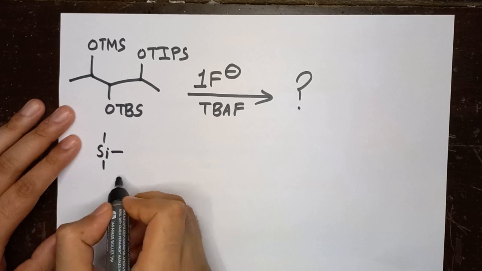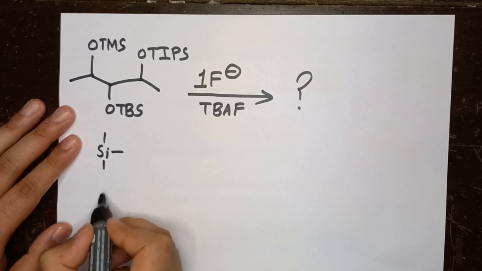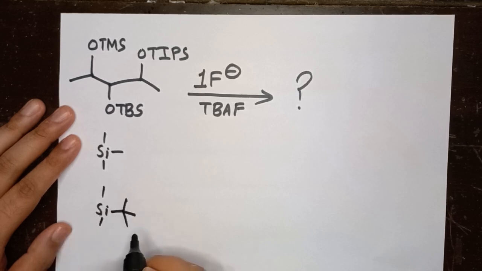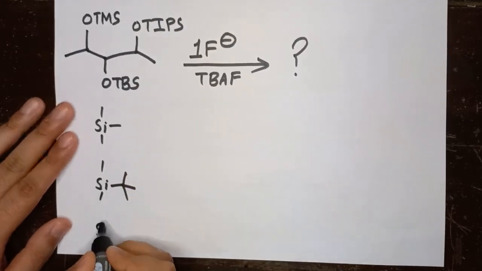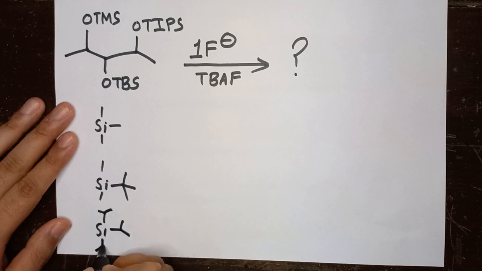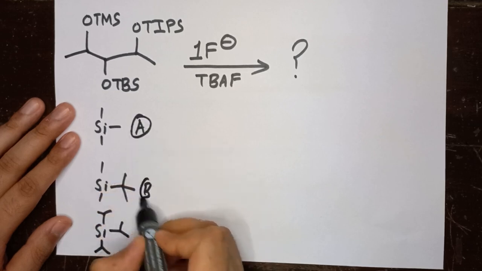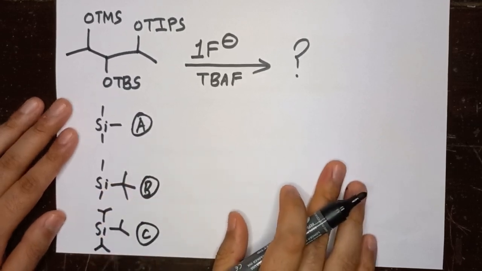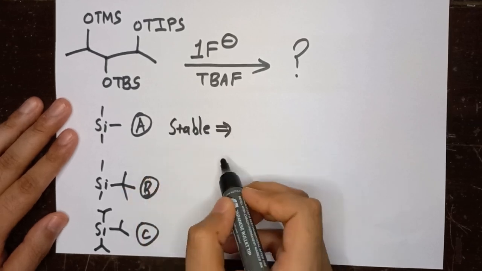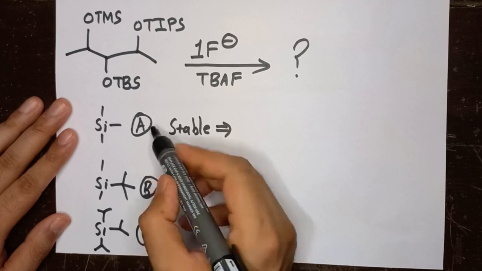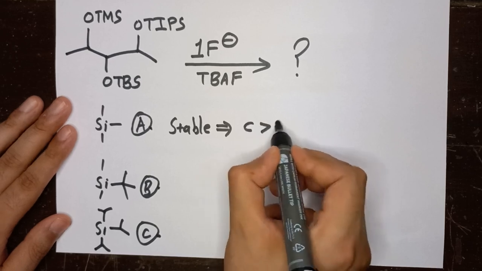So TMS is a trimethyl group. Then we have TBS, which people also call TBDMS, is this one. And we have TIPS as three isopropyl groups. So let me name these A, B and C. So which one is stable? Let's talk about the stability. More bulky, this is definitely more bulky than this one, then this is least bulky. So stability will be, more bulky is more stable, C, B, A.